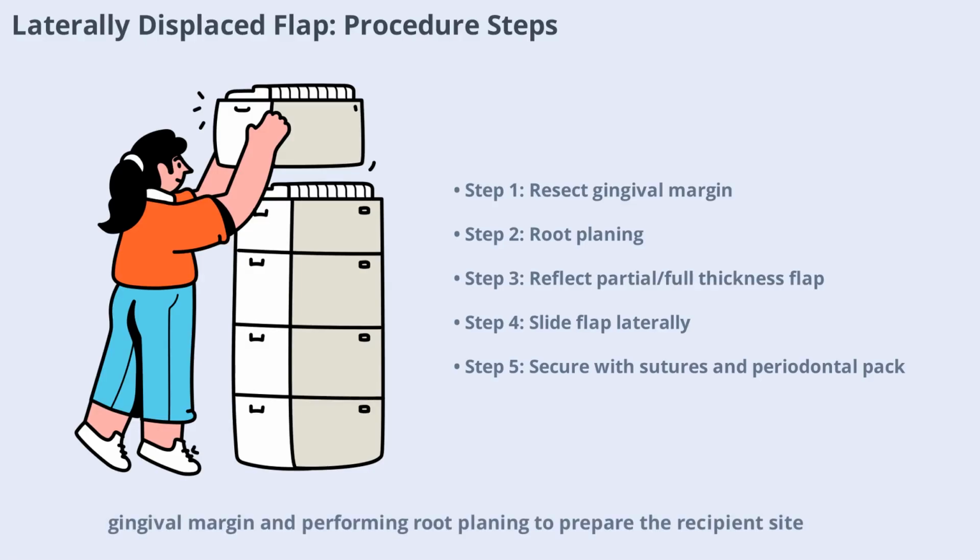The flap is then reflected, either as a partial or full thickness, and carefully slid laterally to cover the defect. Once in position, the flap is secured with interrupted sutures and protected with a periodontal pack to facilitate healing. Each step is designed to ensure optimal adaptation and vascularity of the grafted tissue.